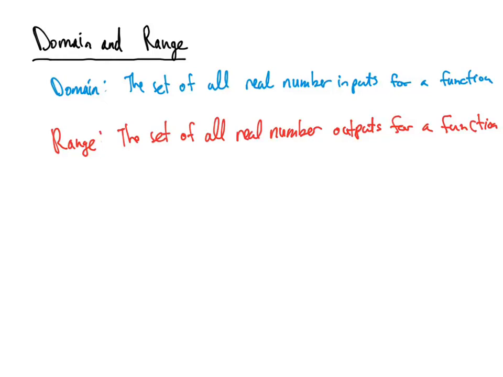Oftentimes we'll think of the domain as the x values if we're thinking about a function graphically. So what x values does the graph have values for? And the range, we can think about that as the y values for a graph. And we need to be careful that we remember that these are only the real numbers. So we don't want to be concerned with complex numbers or the imaginary number i when we're talking about domain and range.